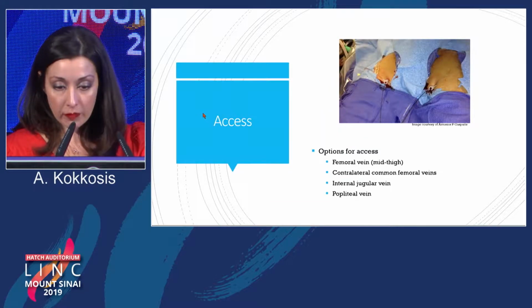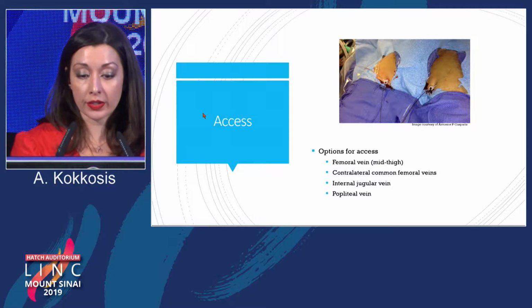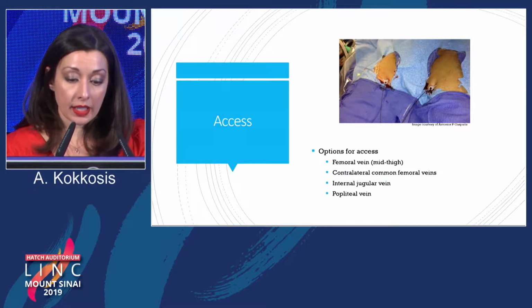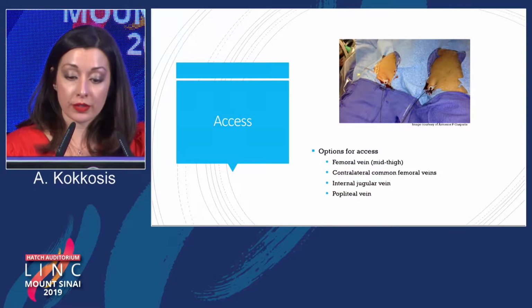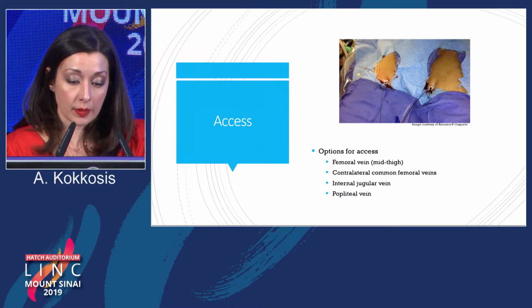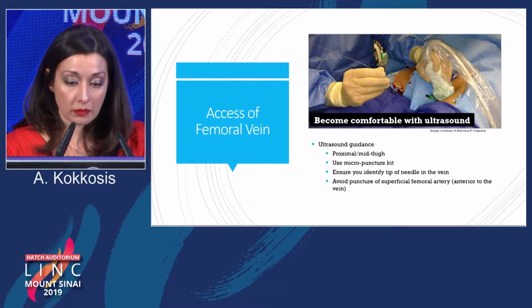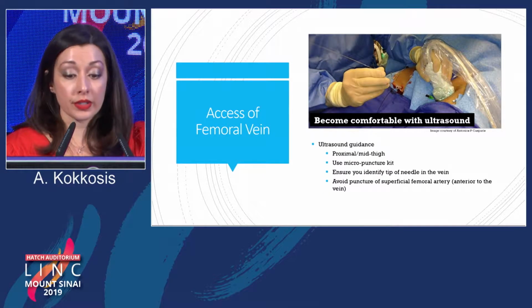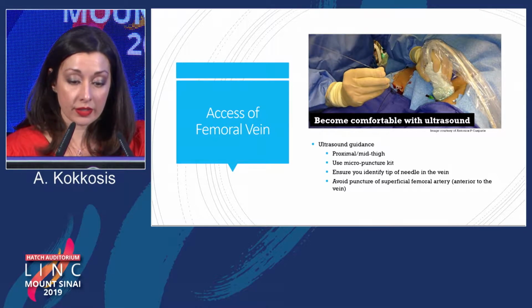Again, your options for access are either femoral vein mid-thigh, contralateral common femoral veins if you want to go up and over, internal jugular vein if you're planning to floss to come across, and the popliteal vein. Again, ultrasound, you need to be comfortable with that. Ultrasound guidance to get your access initially.